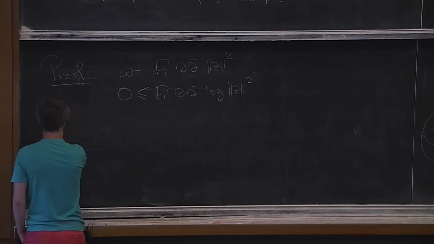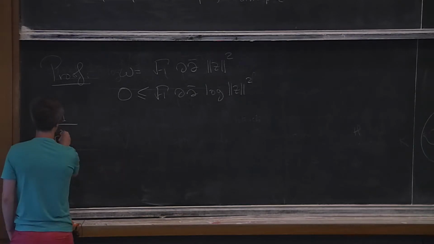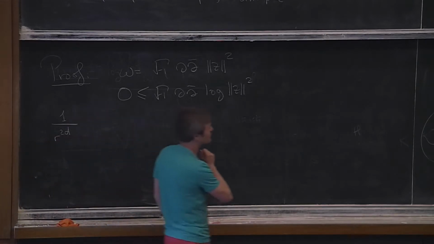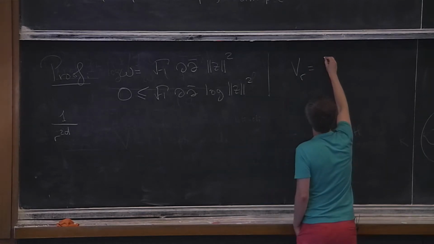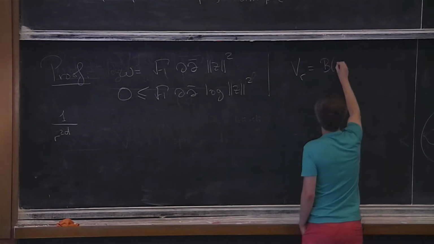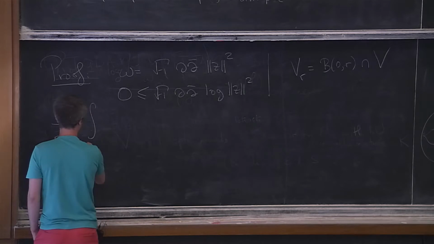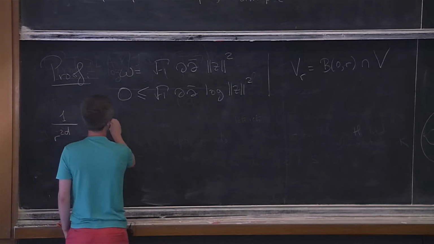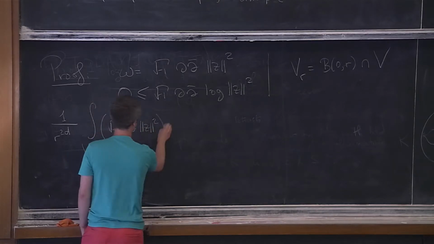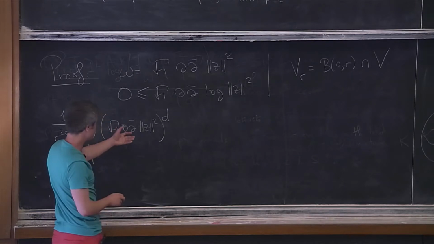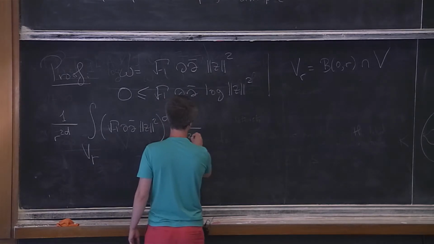So now there's just one way to do it, which is to compute. And we just compute. So maybe before computing, let me just introduce some notation to make my life easier. We're going to call V_r the intersection of the ball of radius r with V. And then we just have a computation. So we have to integrate the metric to the power d. And we'll take the first term and integrate by parts. This is 1 over r to the 2d minus 2.